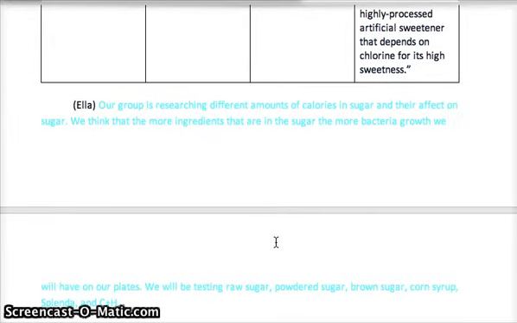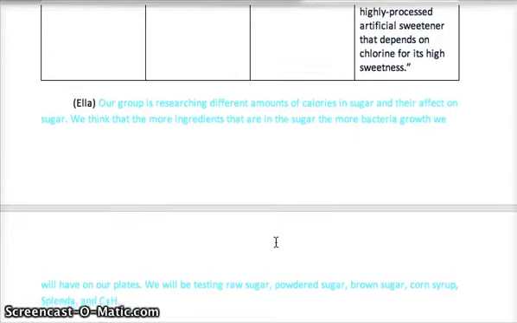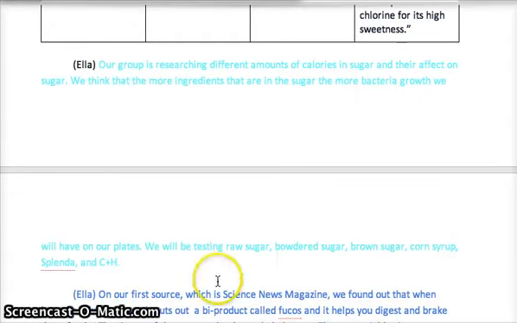Okay, so our group is researching different types of sugar and its effect on bacteria. We think the sugars that have more ingredients and more calories in them will have more bacteria on our plates. So we'll be testing raw sugar, powdered sugar, brown sugar, corn syrup, Splenda, and C&H.